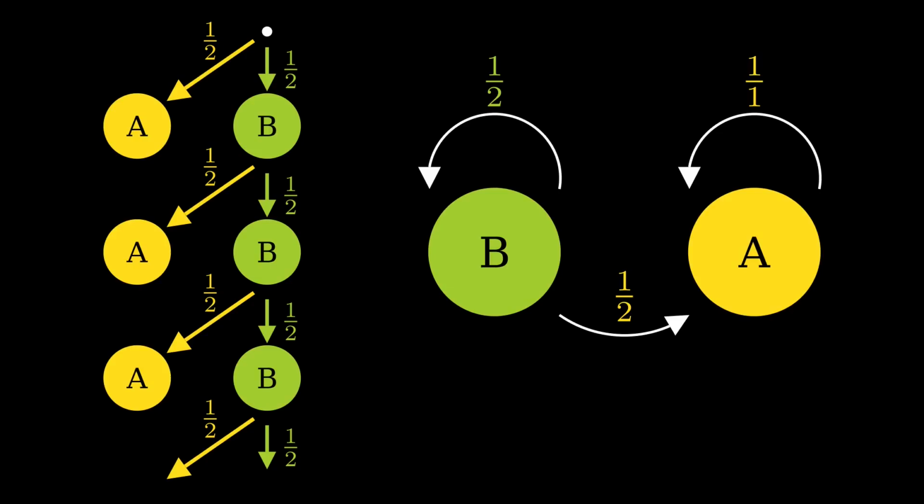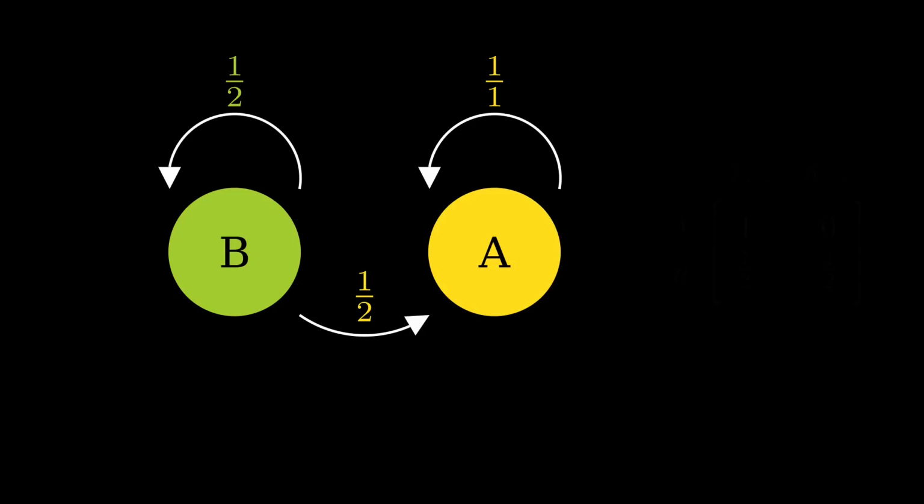From state B, we have a 1/2 chance to transition to state B, and a 1/2 chance to transition to state A. Once in state A, the result never transitions from anything but A. In this case, A is called an absorbing or terminal state.